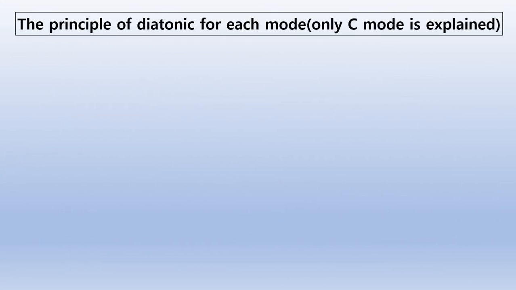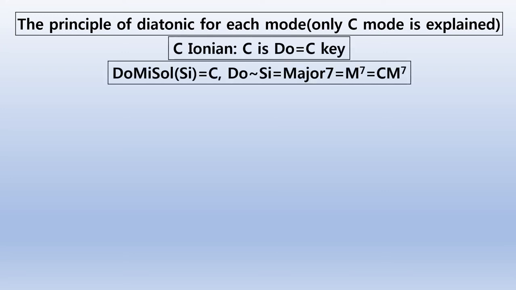Let's look at the principle of diatonic for each mode. Only C mode will be described here. Please do it yourself for 11 keys from C sharp to B. Let's start with Ionian mode. C Ionian is the C key because it is the mode where C becomes Do.